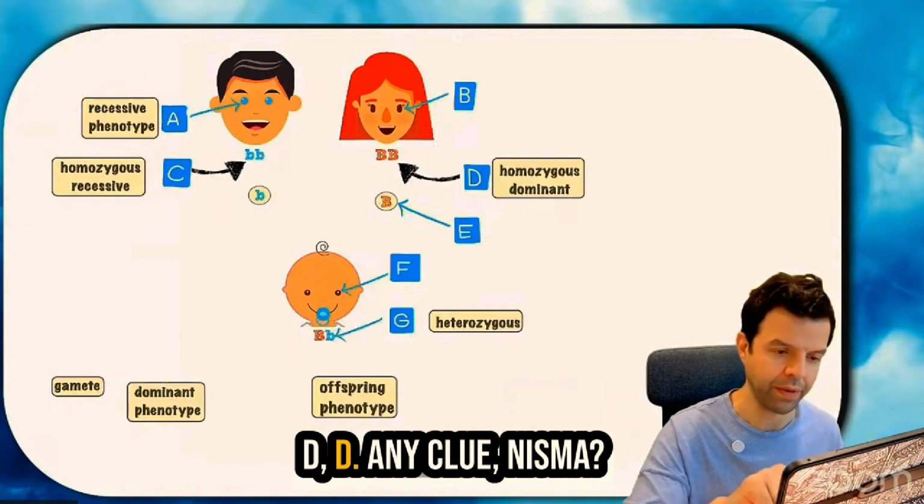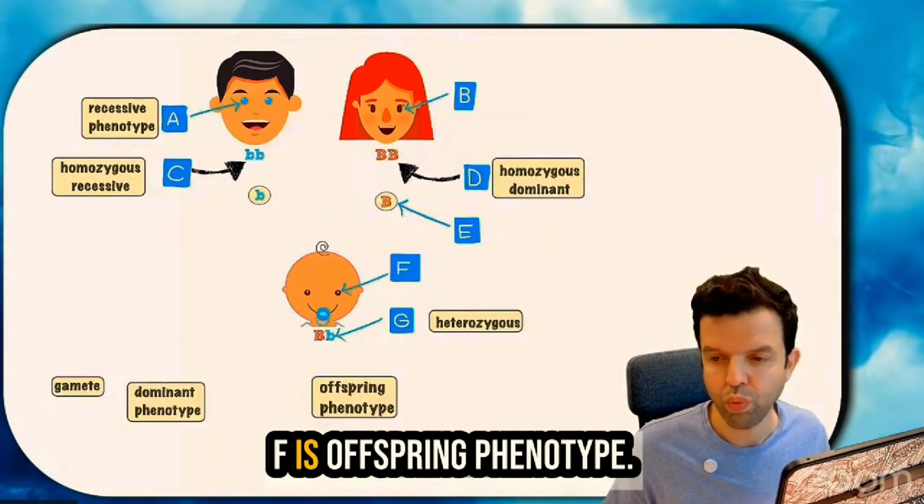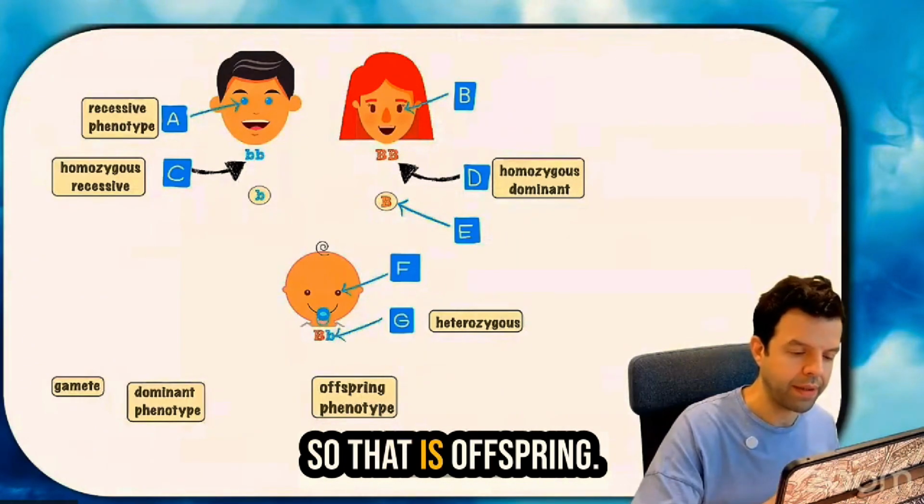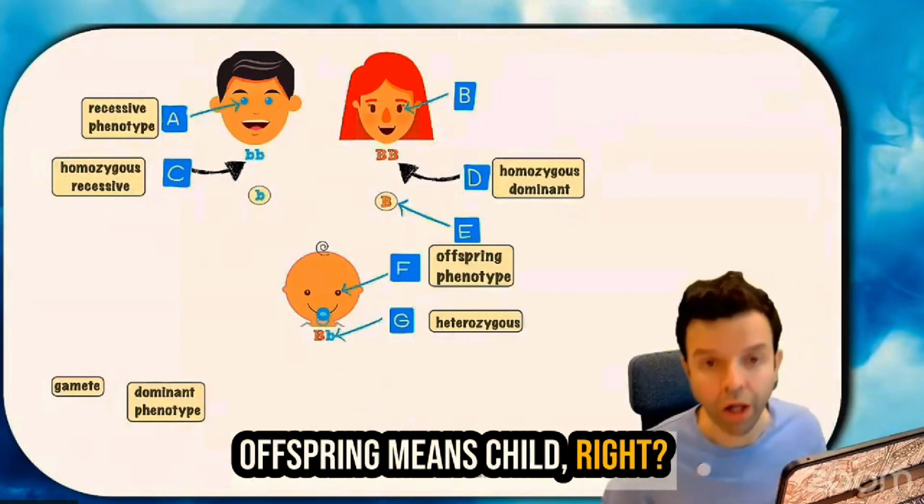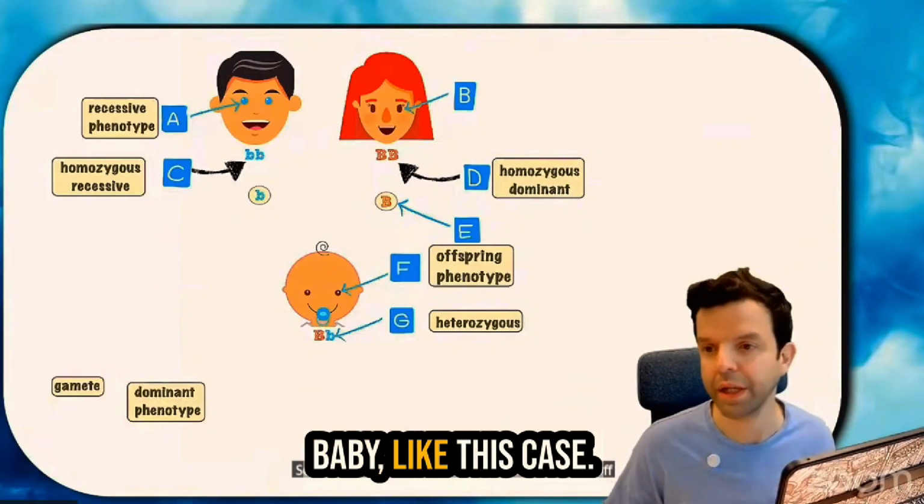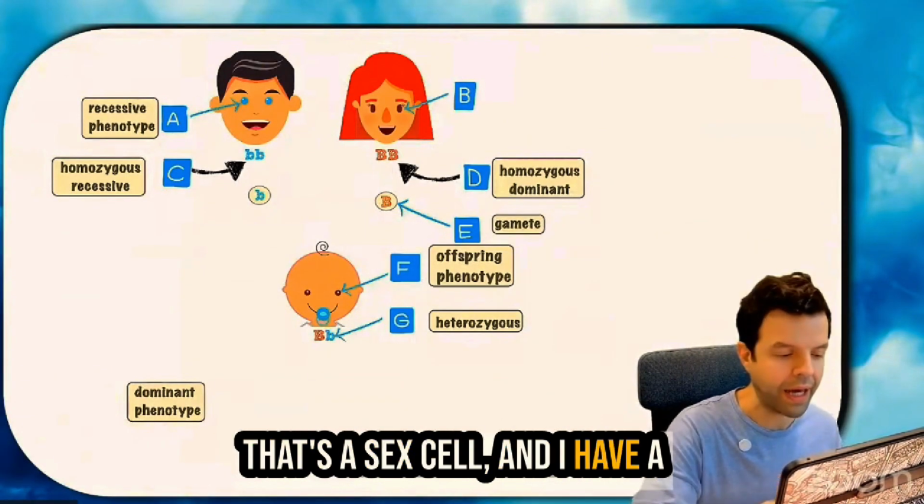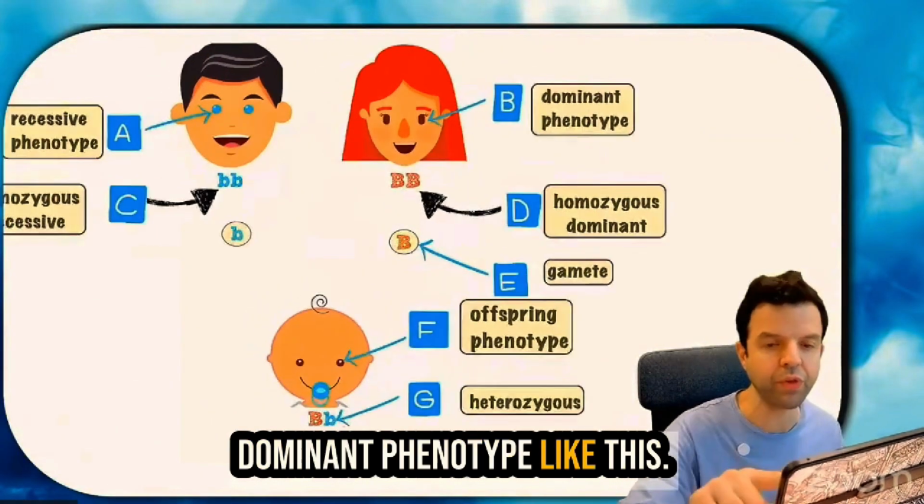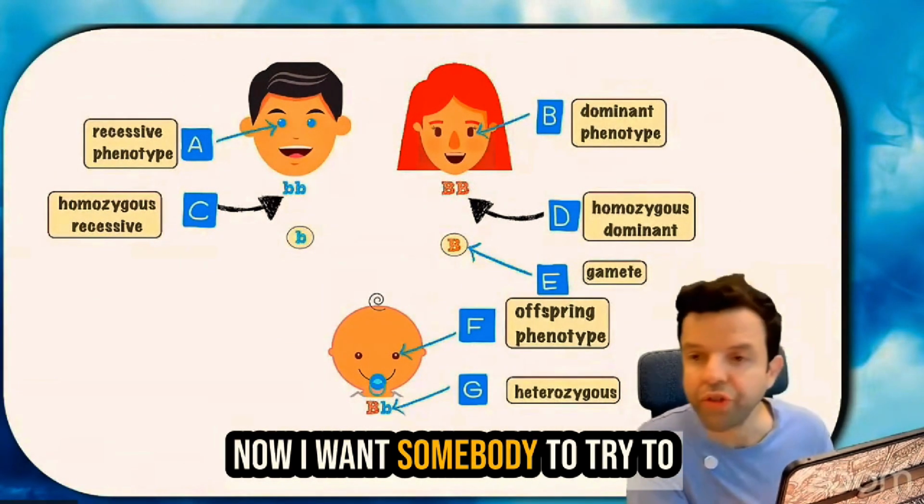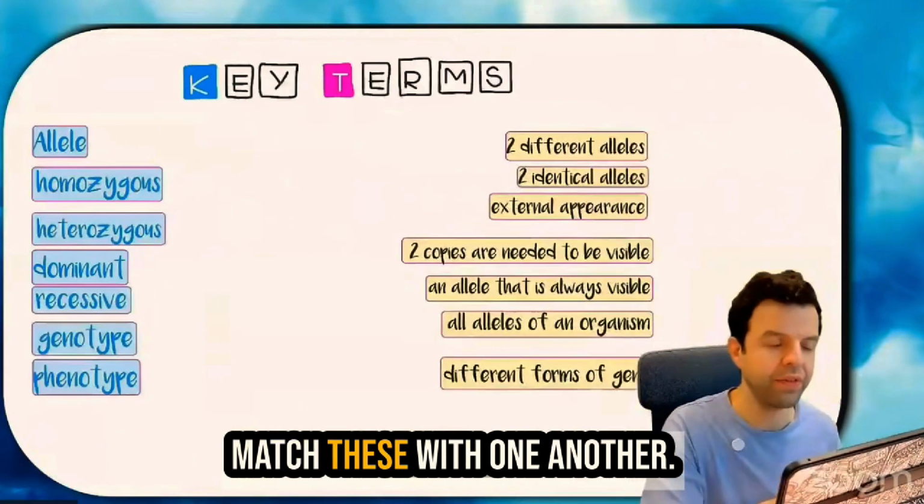You meant D, right? D. Any clue? Nisma? F is offspring phenotype. So that is offspring. Offspring means child, right? Offspring means baby, like this case. Still have a sex cell. And I have dominant phenotype like this. All right, all good. Now I want somebody to try to match these with one another.